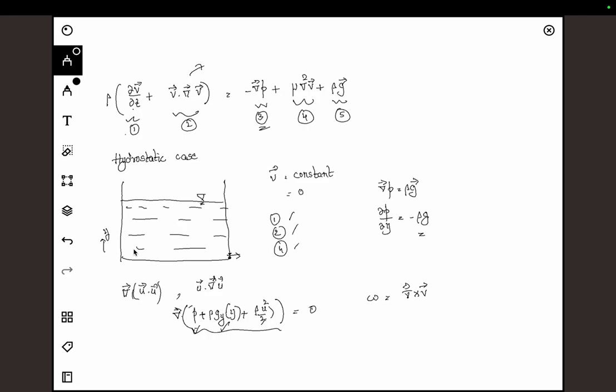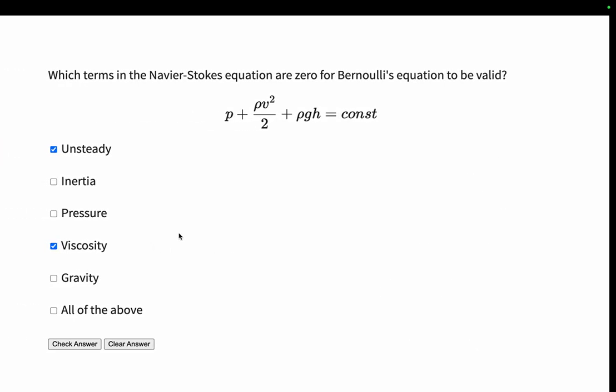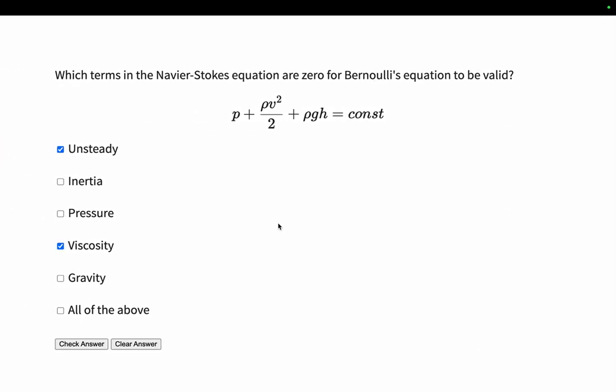But the whole point is you can derive this from the Navier-Stokes equation. That is the whole point I want to convey here. Is this clear, or is there any question?